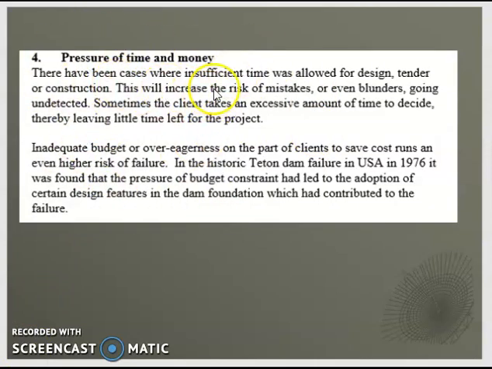There have been cases where insufficient time was allowed for design, tender, or construction. That will increase the risk of mistakes or even blunders going undetected. Sometimes the client takes an excessive amount of time to decide, thereby leaving very little time for the project. Inadequate budget or over-eagerness on the part of the client to save costs runs an even higher risk of failure. For example, in the historic Teton Dam failure in the USA in 1976, it was found that the pressure of cost budget constraint led to adoption of certain design features in the dam foundation which contributed to the failure.